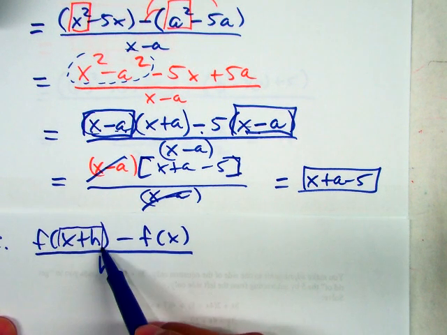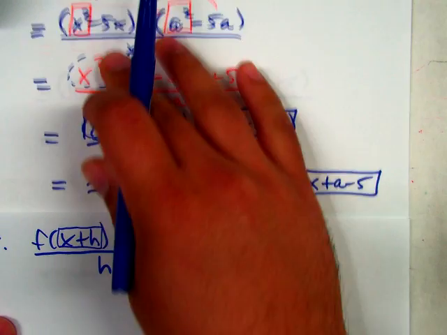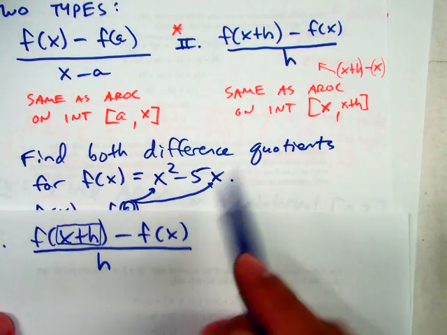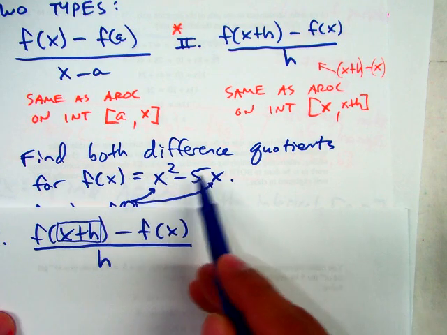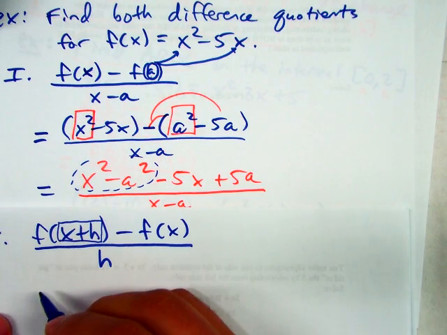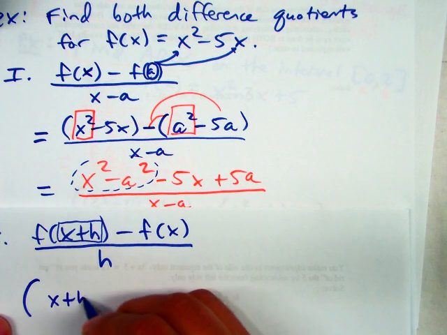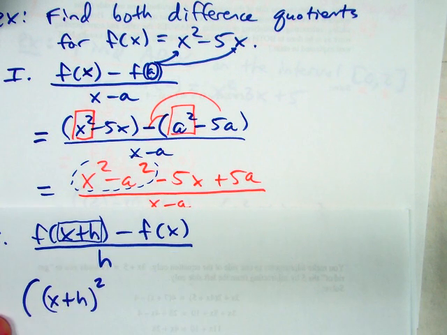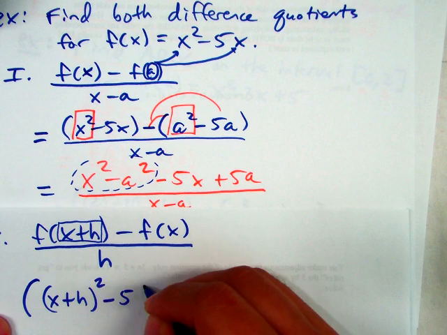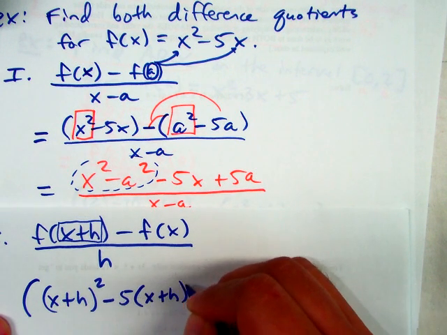When I have x plus h in here, that means to take x plus h and plug it all the way back in to the x's here, right? So let me write it down carefully. My first thing should be x plus h squared minus 5, and now instead of x again, another x plus h. Is everybody with me?